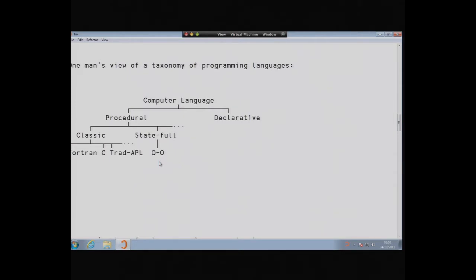With some programming, you need to represent state. And the object-oriented languages are the state-of-the-art examples of procedural languages. So if you want to represent state, if you're doing modelling, or you want to represent real-life situations, you would go in that direction.